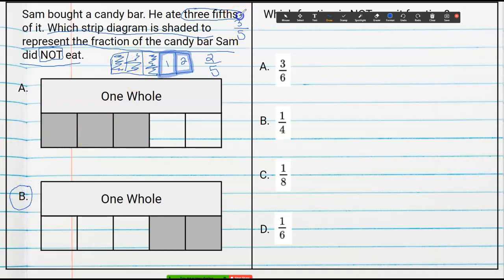Okay, A is representing how much he did eat. That's our original fraction. So that was a trick question there. So you easily could have chosen A because that's showing how much he did eat of the candy bar. But this question is asking how much he did not eat. So that would be the leftover pieces, which would be the 2/5. Okay? So make sure when you're on Canvas you are reading that question carefully. Some of them might ask for how much he did eat, and some of them might ask how much he did not eat. So look for that keyword not in the question.